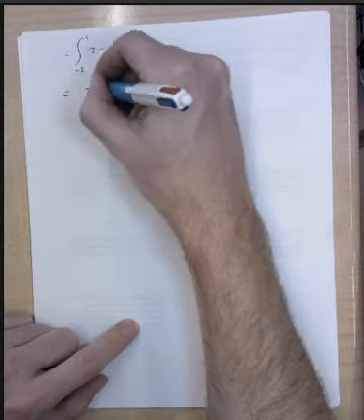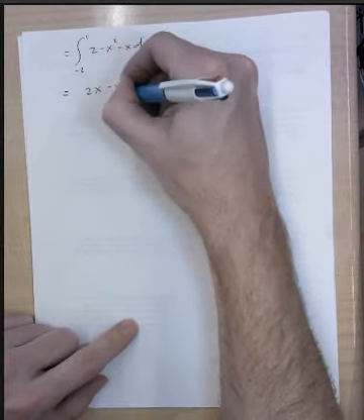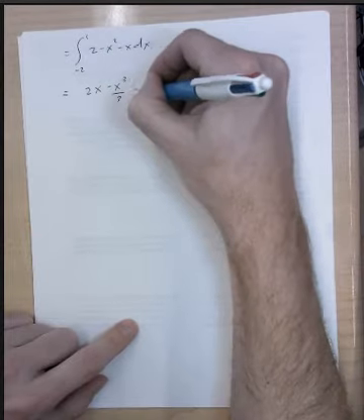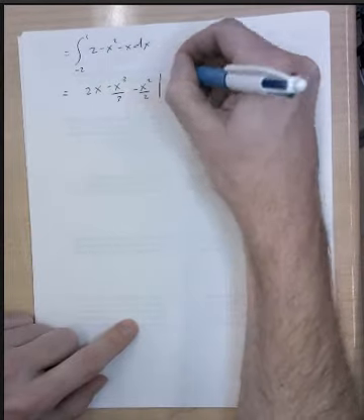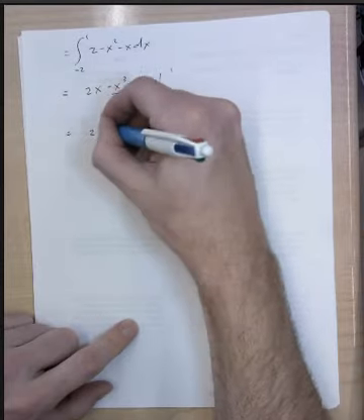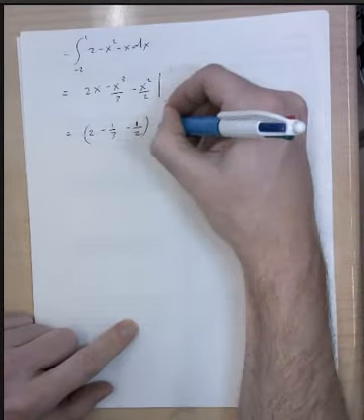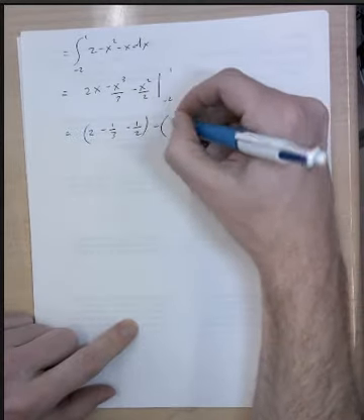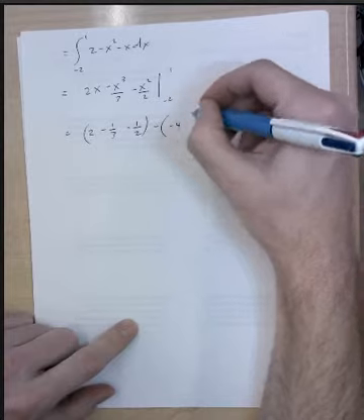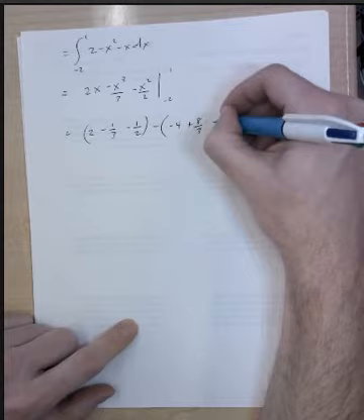So we got 2x minus x cubed over 3 minus x squared over 2 from negative 2 to 1. So we'll plug in 1 first, and we get 2 minus 1/3 minus 1/2, minus, plugging in negative 2 next, negative 4 plus 8 over 3 minus 4 over 2, or 2.